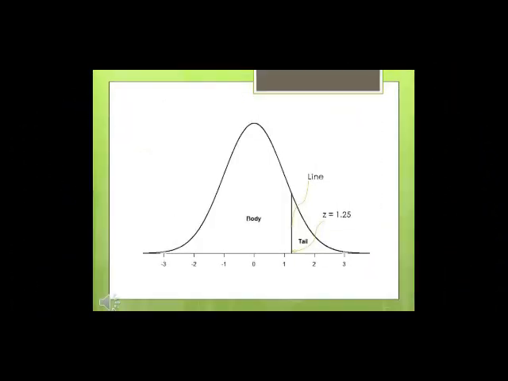Just like in a pie chart, we can also draw a line through the normal distribution to split it into sections. As shown in the figure, a line is drawn through at z equals 1.25. As you can see, the line creates two sections of the distribution. The smaller section is called the tail, and the larger section is called the body. Differentiating between the body and the tail in terms of their relative sizes is all that matters.